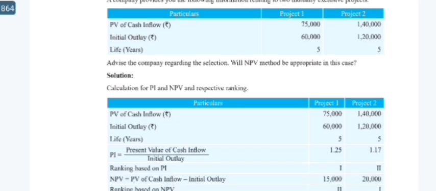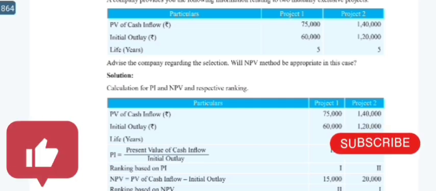We have already seen that if the life of both projects is the same and the investment amount differs, then the NPV method will not be appropriate for taking the decision. So in this case, which method will we choose? Profitability index method. So in this illustration, as per the profitability index method, project 1 is higher than project 2. So project 1 should be selected at last.